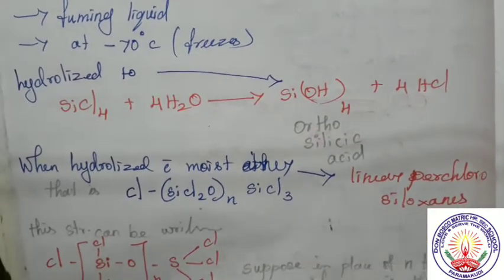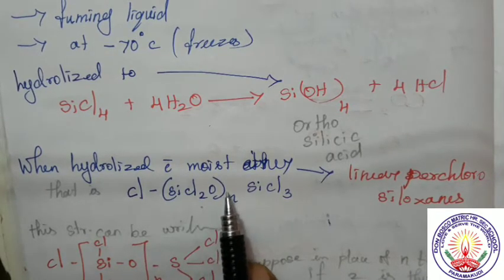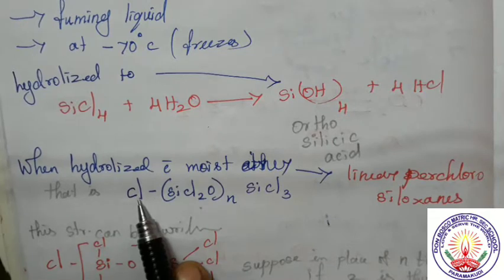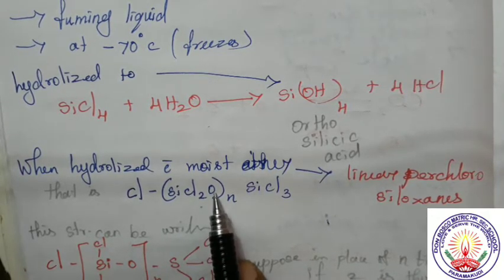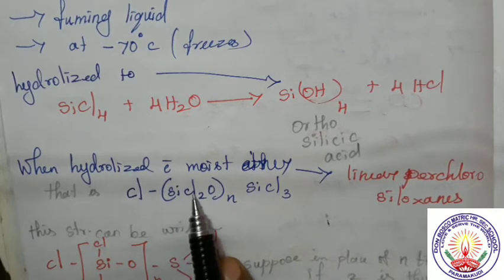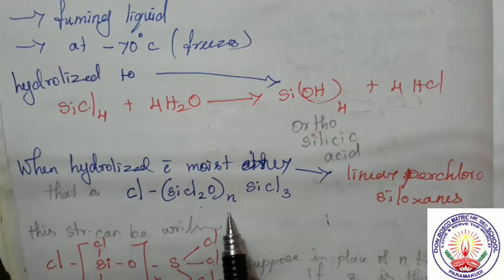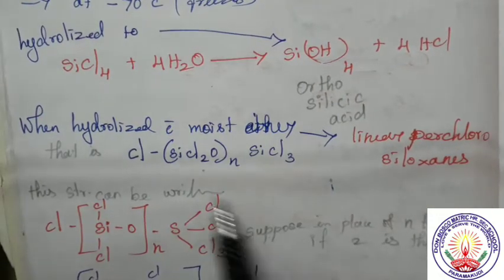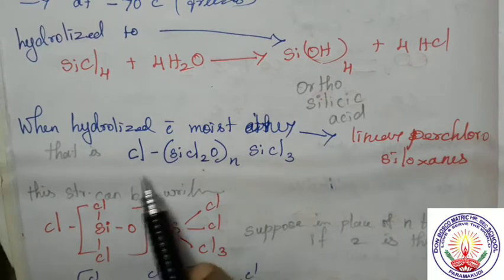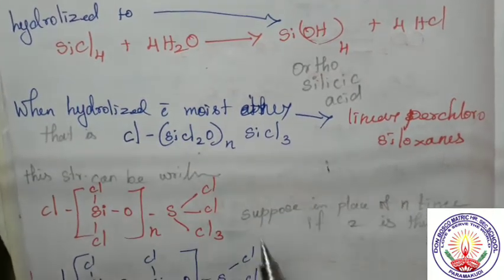Look at the linear structure of these perchlorosiloxanes, that is Cl, Si, Cl2, O. So this SiCl2O can repeat any number of times. Now look at that. This is just a number of times, a linear structure, and here I shall give you the polymer linear structure.